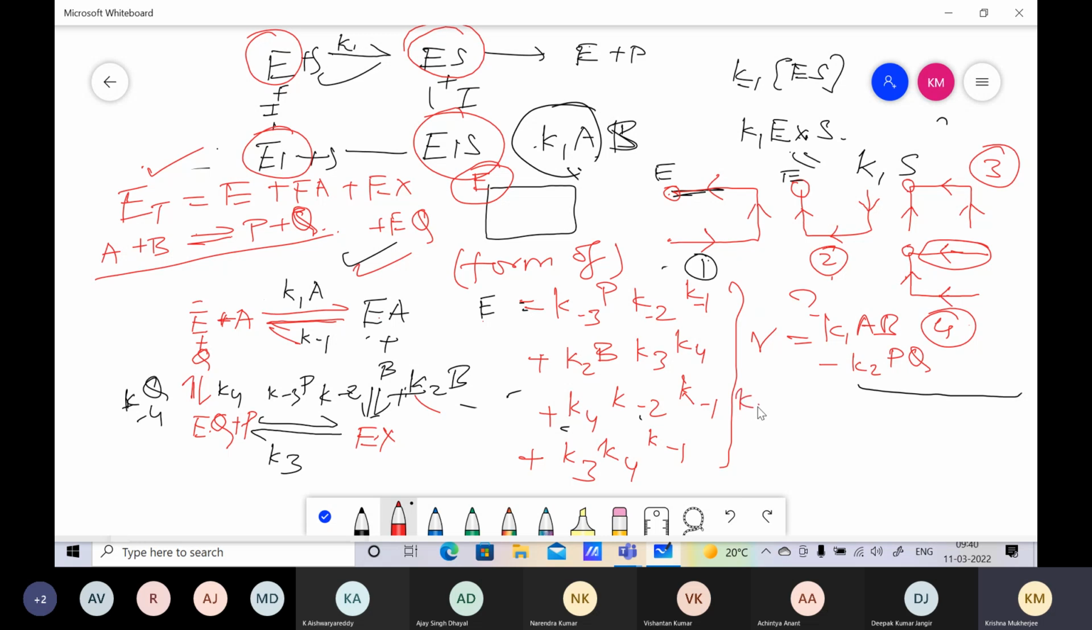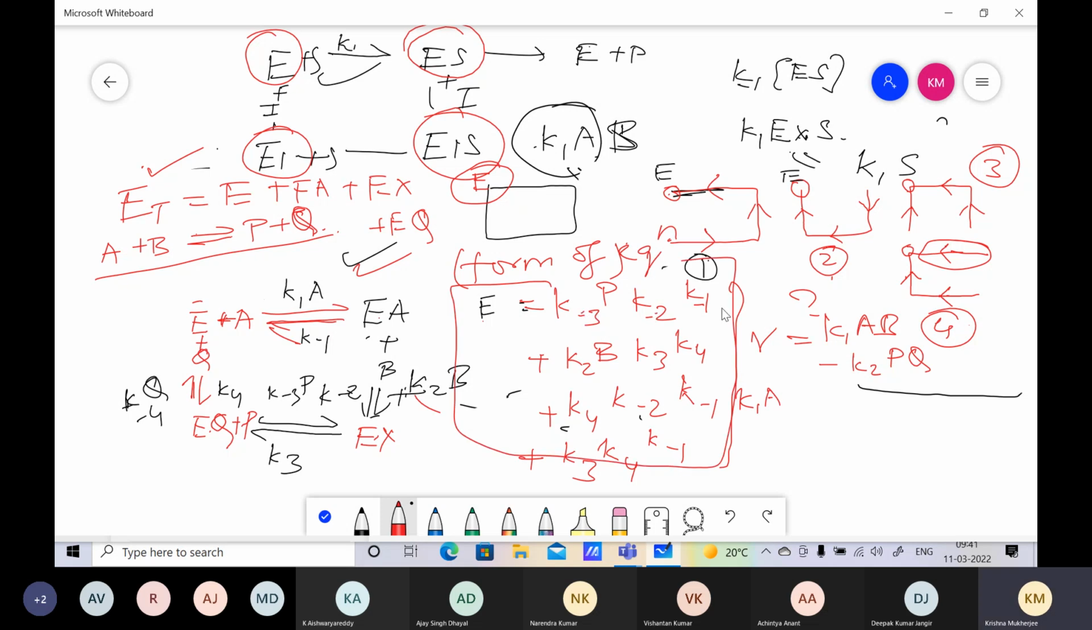Is there a K1A term also? Is there a K1B term? Is there a K3P term or a K3Q term, or is there a denominator? Right? These are the questions that become very important. So the form of the equation then allows you to determine the kinetic parameters. You cannot determine kinetic parameters without the form. And the form of the equation is actually derivable from this King-Altman method.